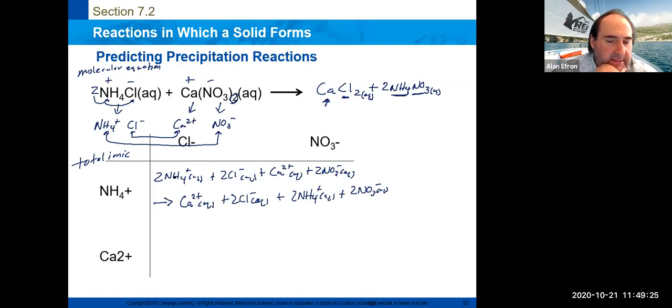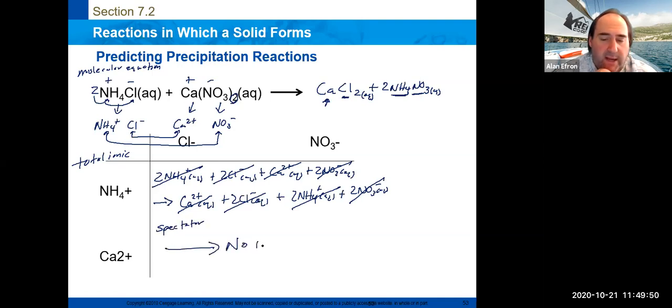Now we want to look for spectator ions. Well, I have 2 NH4 pluses on the left and 2 on the right, so they cancel. I have 2 chlorides on the left and 2 on the right, so they cancel. I have 1 calcium on the left and 1 on the right. 2 nitrates on the left and 2 on the right. They are all spectator ions, yeah? Which means really in this reaction, no reaction would occur. They would all cancel each other out.